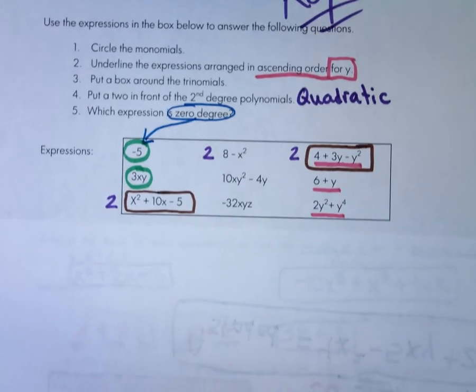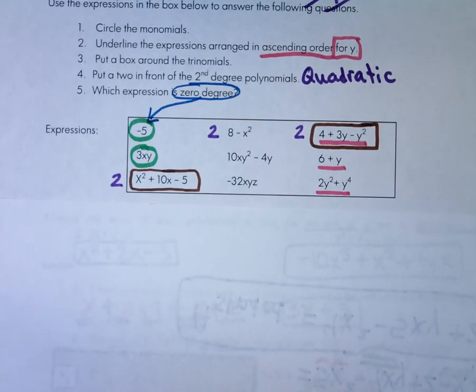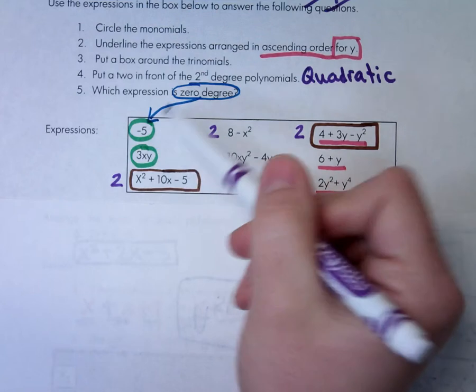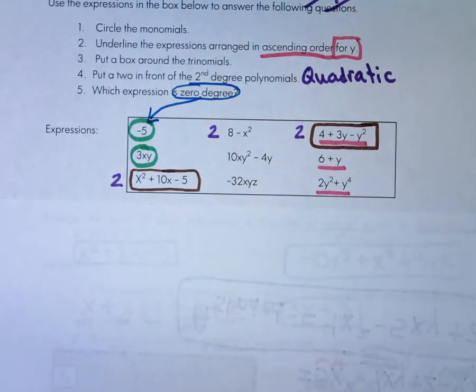Okay, and then the expression that has the 0 degree is our constant. There's no variable at all, so there is no degree. There's 0 degree.